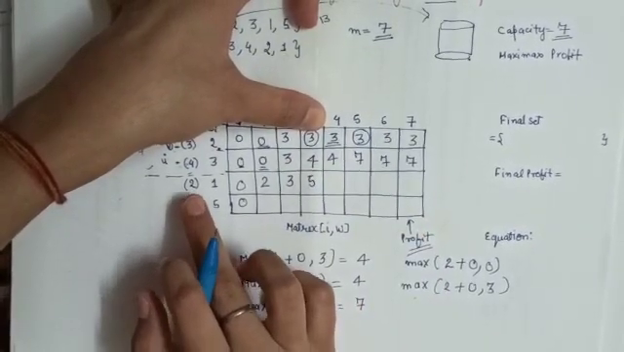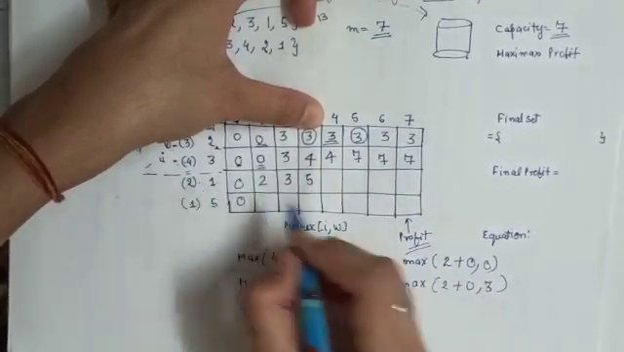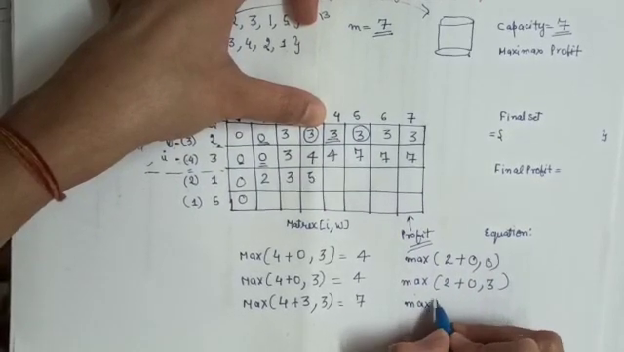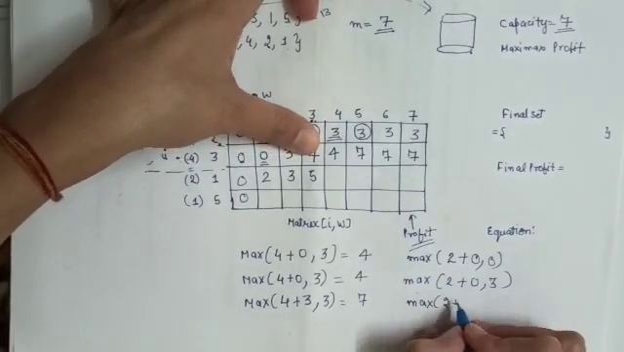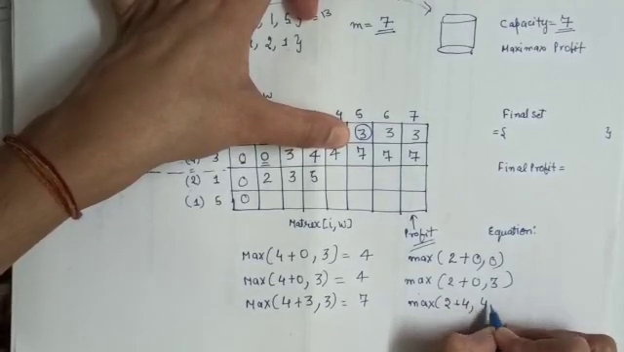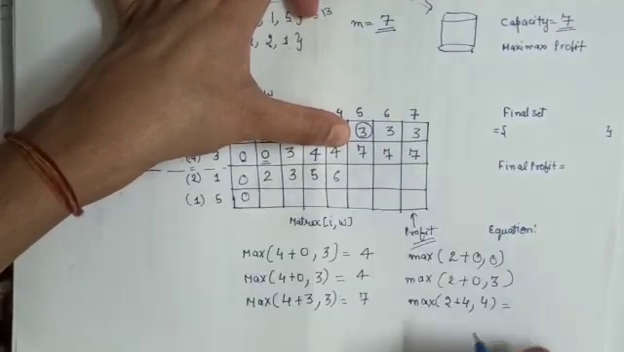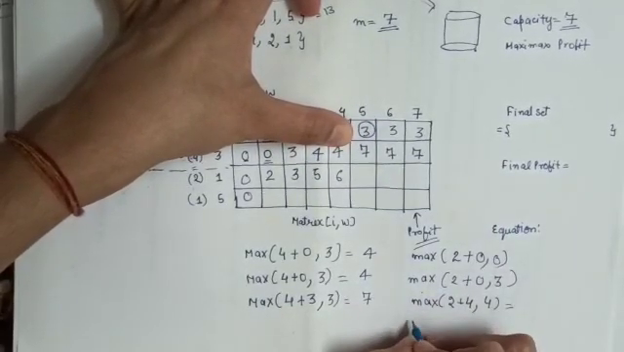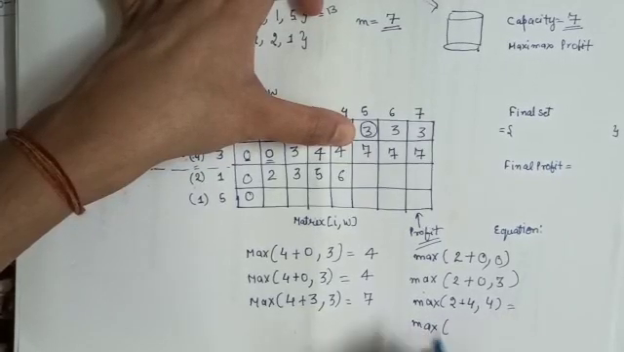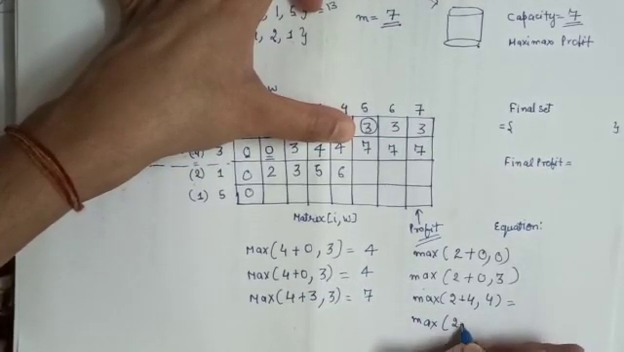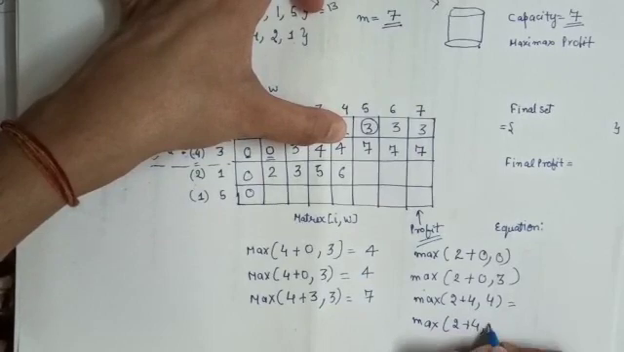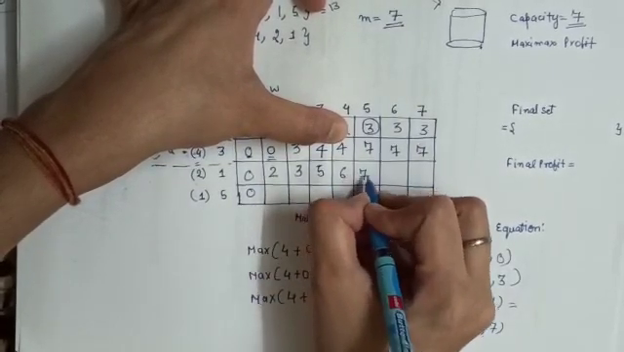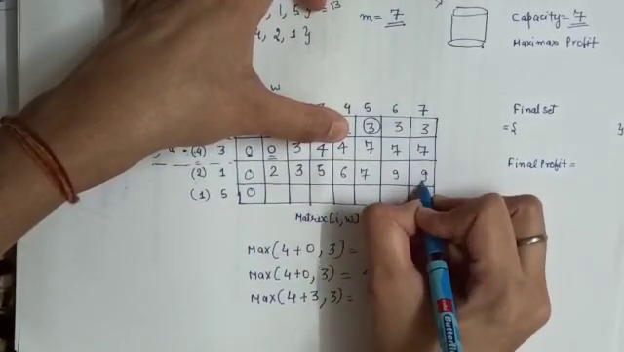What will come here is 6. That is the maximum of 2 plus, this is 4, comma this 4. So it will be 6. Again, here what will come? The maximum of 2 plus, what is it? 4, comma 7. So it will be 7. Here it will be 9, and here it will be 9.